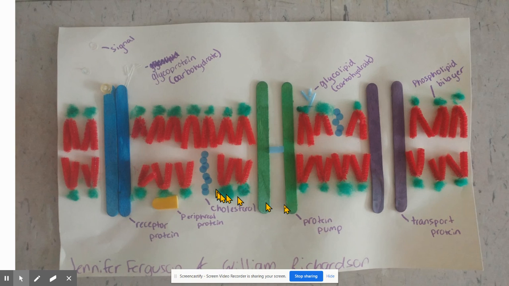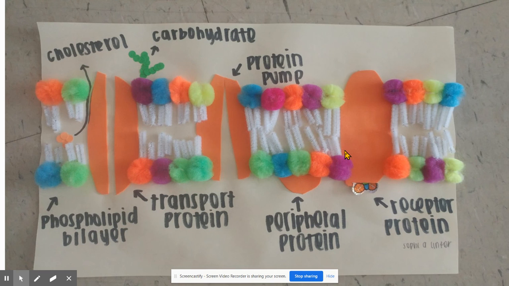So what else is on here? Oh, here's a glycolipid, right? So the carbohydrate is attached to the phosphate head. Here's a glycoprotein where it fell off, looks like, but the carbohydrate is attached to the protein. And here's a peripheral protein, anyways. So here's another one that I had that they did. So that one was similar.